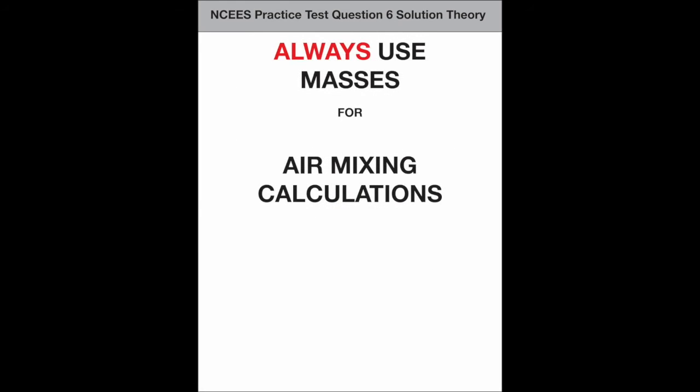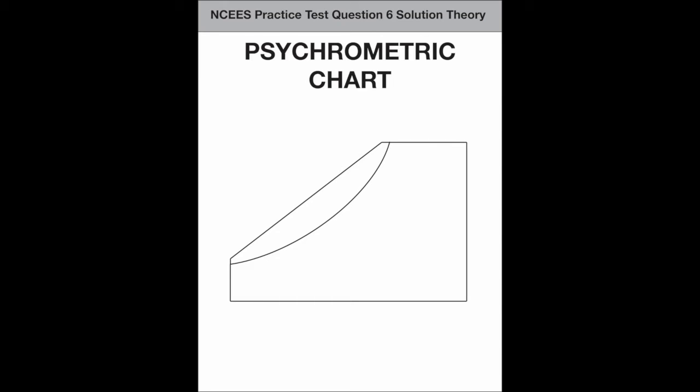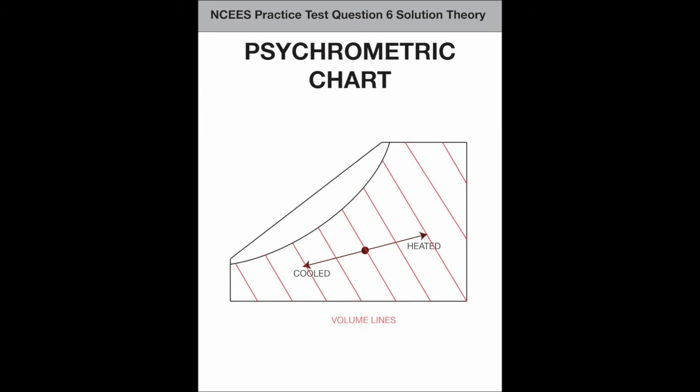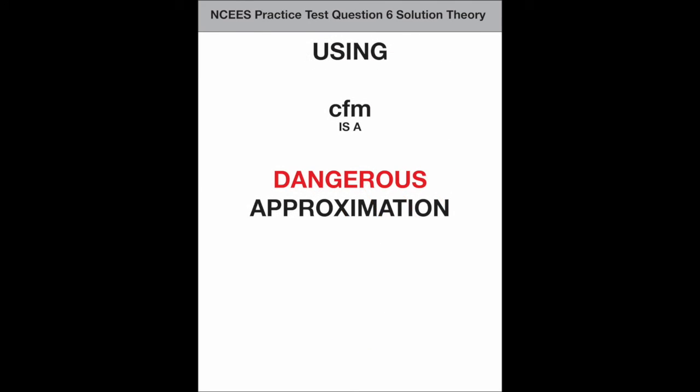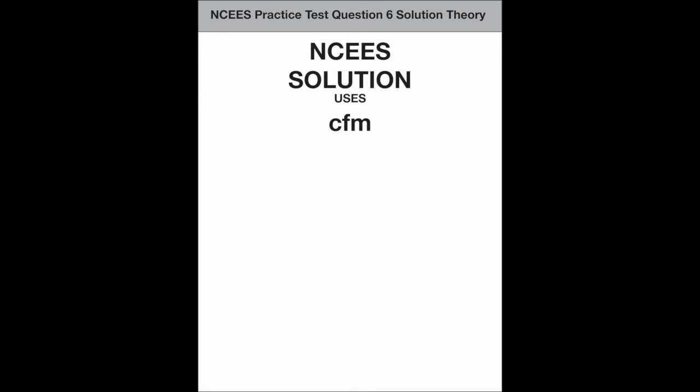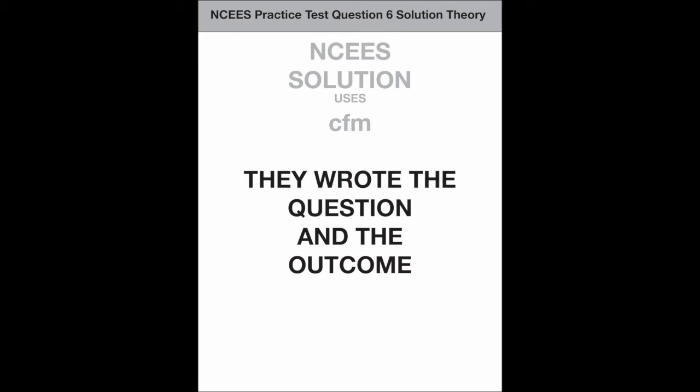You should always use masses when doing air mixing calculations. Think about the psychrometric chart. You can see that if one single airstream is heated or cooled, its volume changes. CFM is a volumetric measurement and is subject to all sorts of fluctuations. Using CFM is a dangerous approximation and sometimes doesn't work. See problem 57 for an example of this. The NCEES solution for problem 6 uses CFM. But remember, they wrote the question and reverse engineered the outcome to work for that calculation technique.